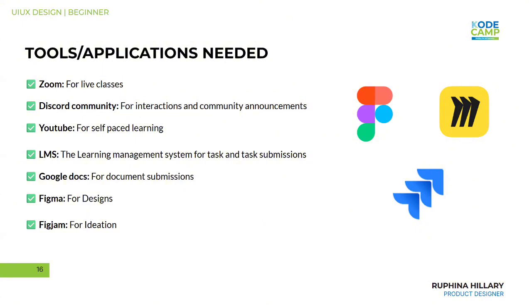You're going to use the learning management system for tasks and task submissions. Google Docs for document submissions. If you have done your task zero, that's your grid task, you should already be familiar with some of these things because the submission was with Google Docs. Then Figma, when we get to that stage, we're going to be using Figma for design and StickJam for ideation. So these are the tools and applications we need at this stage. If at any point we need other tools, let us know.